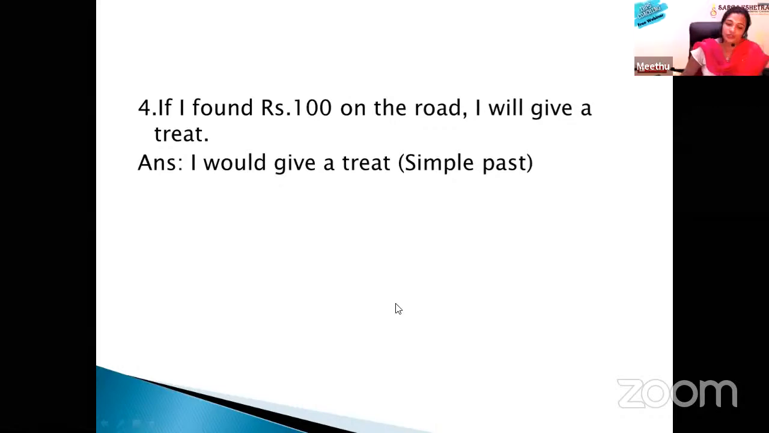Just to understand the purpose of would. Would is also used to denote some kind of things that is happening in past, where I would go to church on all Sundays in my childhood. There you can use would. I hope it is clear. So if I found rupees 100 on the road, instead of will, it will be would. That is simple past tense. Both the if clause and the main clause are in simple past tense, so the condition must also be in simple past tense.